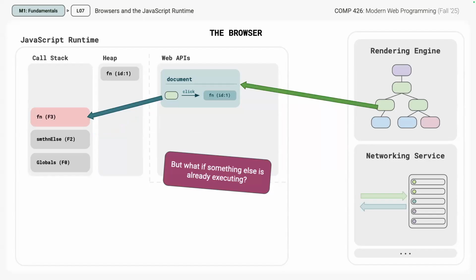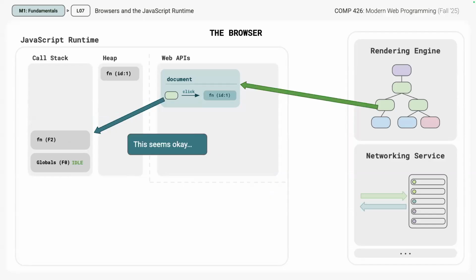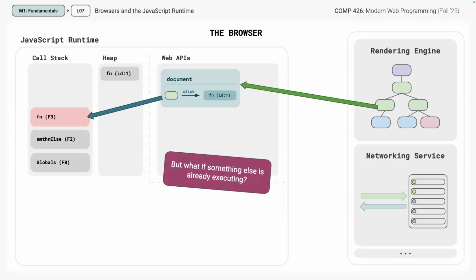So let's say in this case, I'm running this function something else, and I press this button. Well, if we just allow our document web API to immediately add this function's stack frame directly onto our call stack, we risk stepping over an already existing process. We cannot interrupt a process that is currently executing, like in this case my something else function, by immediately starting a new process and adding a new stack frame onto our stack. So that's very important to note here. In my original diagram it does seem fine because we're in an idle state, but you could imagine that if there is something running, then this would be an issue.